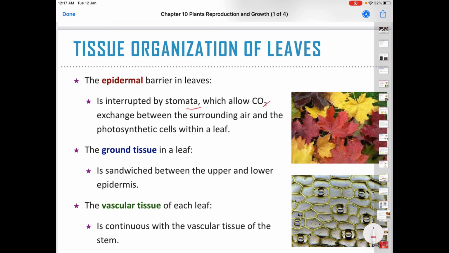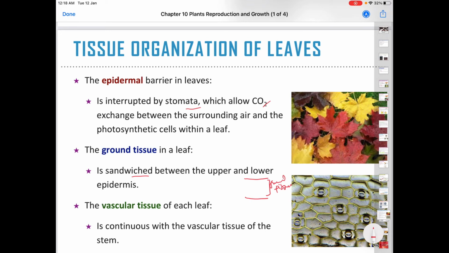The ground tissue in a leaf is sandwiched. Sandwiched means it is layered between the upper and lower. So this is the upper epidermis. This is the lower epidermis. In between them is the ground tissue. Ground tissue mainly functions as a support system, and some of it also provides nutrition or storage for the plant.